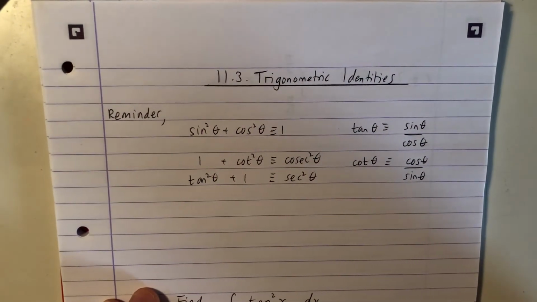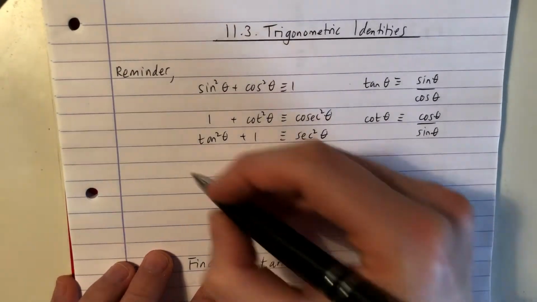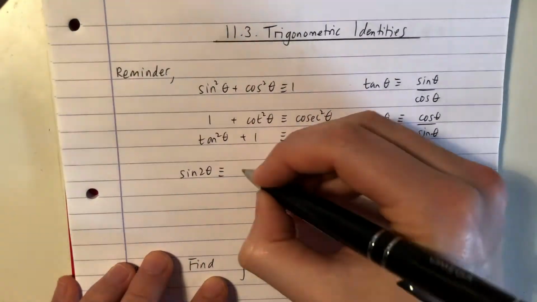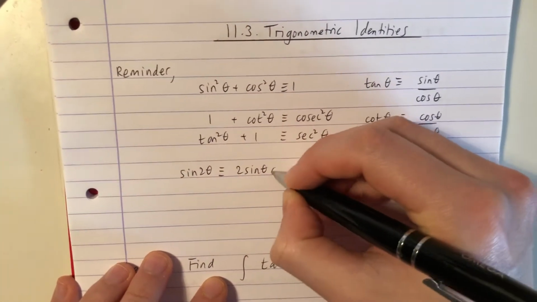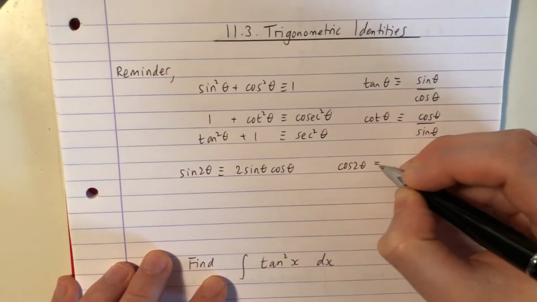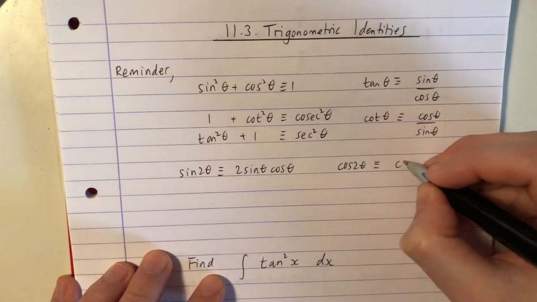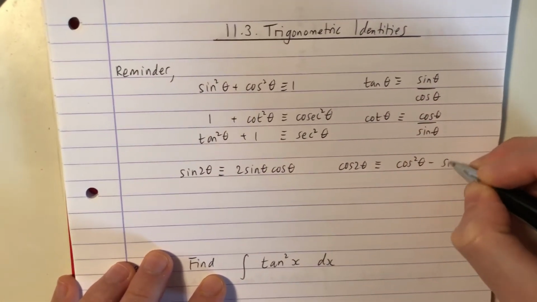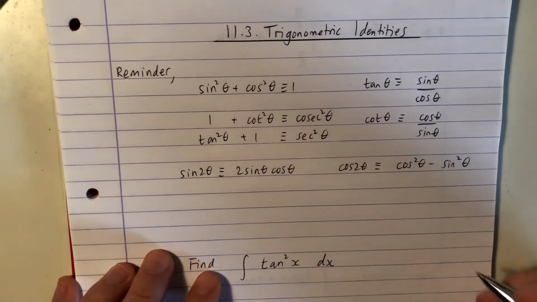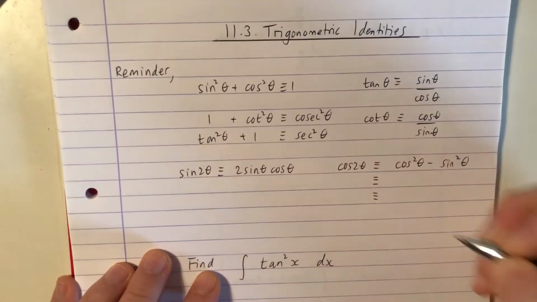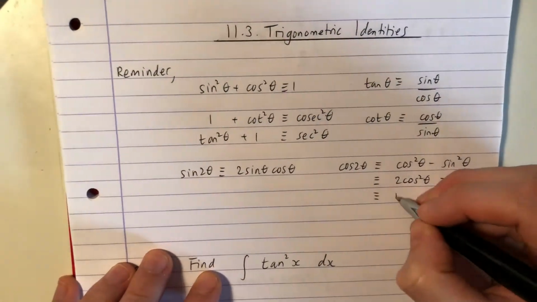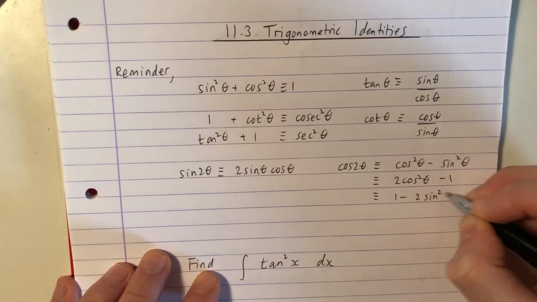But some of the ones I'm more interested in today are the double angle formulas. You should know one for sine 2 theta: that's identical to 2 sine theta cos theta. You should know one for cos 2 theta: that's cos squared theta subtract sine squared theta. However, there's two more for this. It's also identical to 2 cos squared theta subtract 1, or 1 subtract 2 sine squared theta.